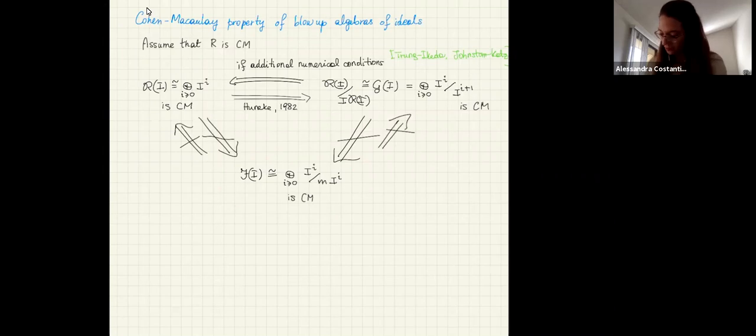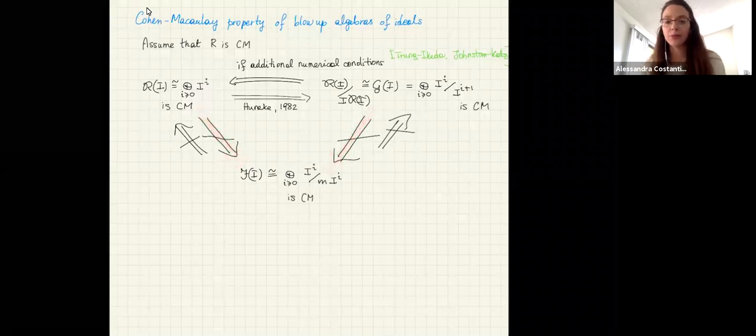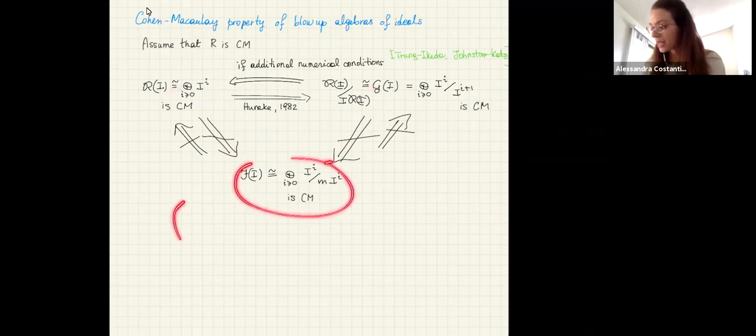And in this direction, this way, it's pretty easy to construct examples. Like you can pick a perfect ideal of grade 2 and construct an example that satisfies these two Cohen-Macaulay conditions, but this is not Cohen-Macaulay. And for this direction here, this is a counterexample of Heinzer.